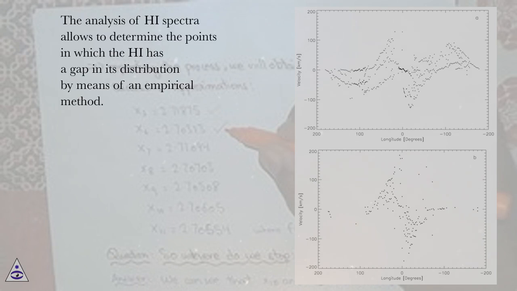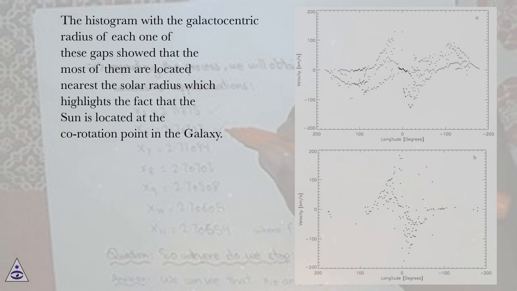The analysis of HI spectra allows to determine the points in which the HI has a gap in its distribution by means of an empirical method. The histogram with the galactocentric radius of each one of these gaps showed that most of them are located near the solar radius, which highlights the fact that the Sun is located at the co-rotation point in the galaxy.